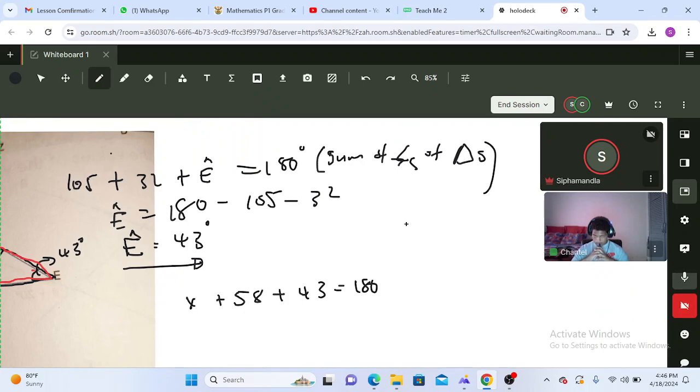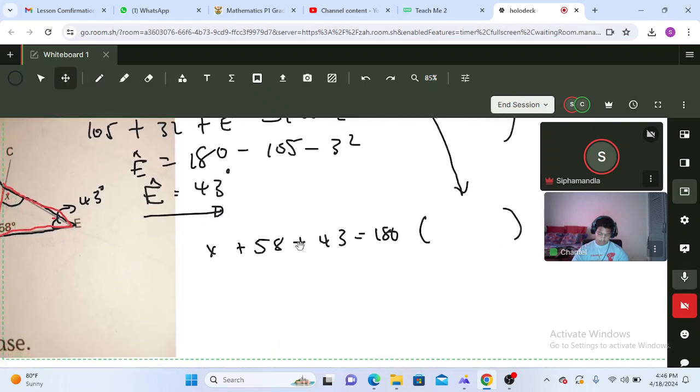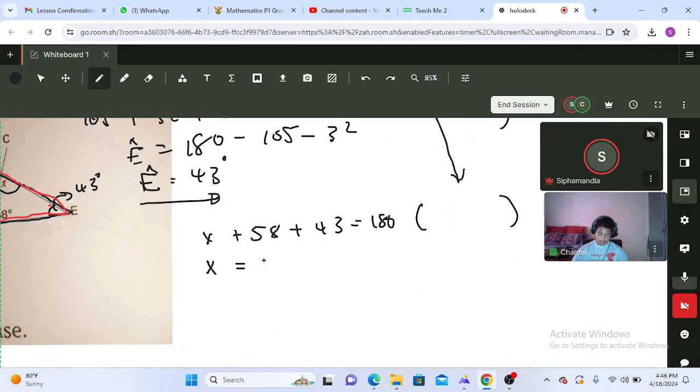And notice that most of the time, if I'm writing this, I'm giving the reason, right? Without the reason, your answer is not correct. So make sure that when you are writing this, you are giving the reason for your answer. The reason here is the same reason that you wrote here, so we can write it here. Then from here we can have x equal to 180 minus 58 minus 43. So what is 180 minus 58 minus 43? That is 79 degrees. Any question here? No more questions? Give me more questions.